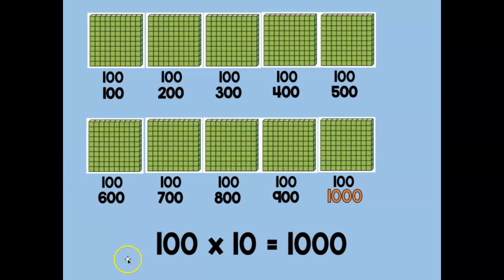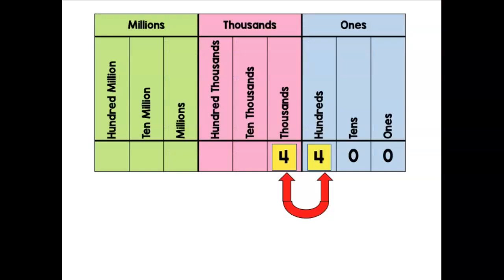So if we have 100 place value blocks and we have 10 of them, we have 1,000 place value. So since we have two 4s side by side, those are adjacent numbers. That means that the 4s are 10 times the difference. So 400 is 10 times less than 4,000. 4,000 is 10 times more than 400.